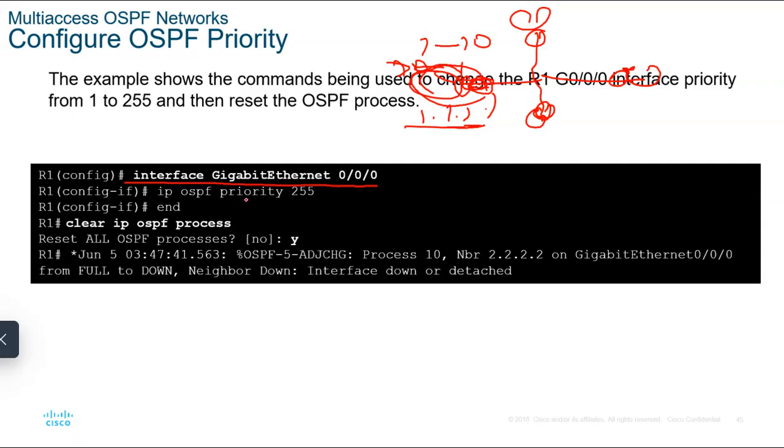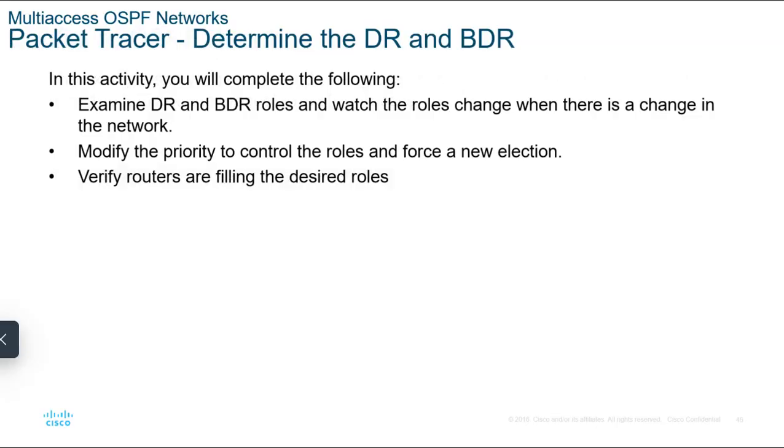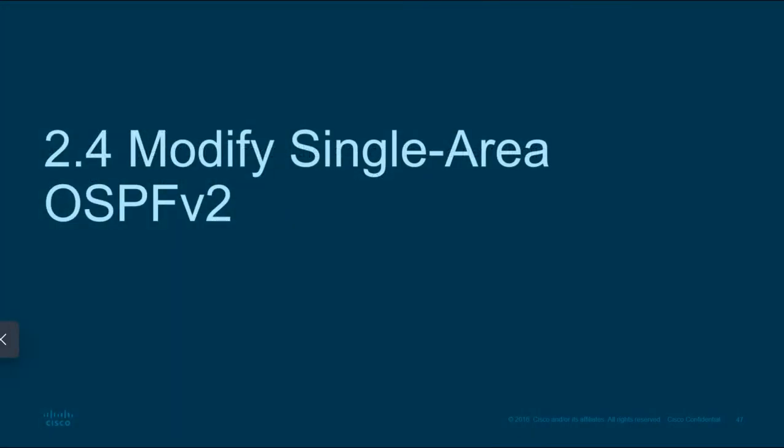So this is the IP OSPF priority, set to the maximum. Then clear the IP OSPF process. Now we've changed this and then we're clearing the OSPF process. If you clear it, then you will have actually forced that interface to go back through the process of electing the DR and then the BDR. This is a Packet Tracer activity, modifying single area OSPF version 2.